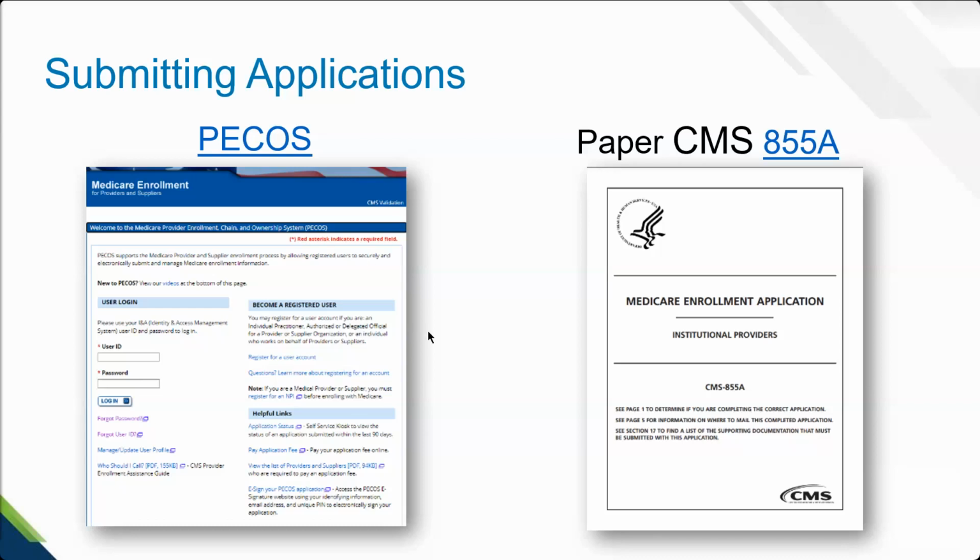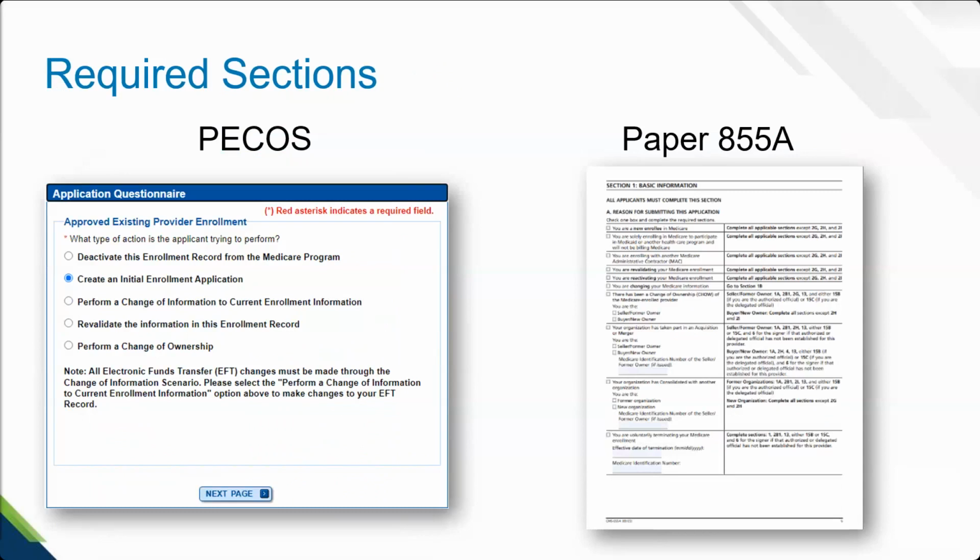So once you've decided your method, you are going to need to complete the required sections. And as we go through this, I'm going to show you both the paper side and the electronic side so that you can see the comparison and know that we're asking for the same information.